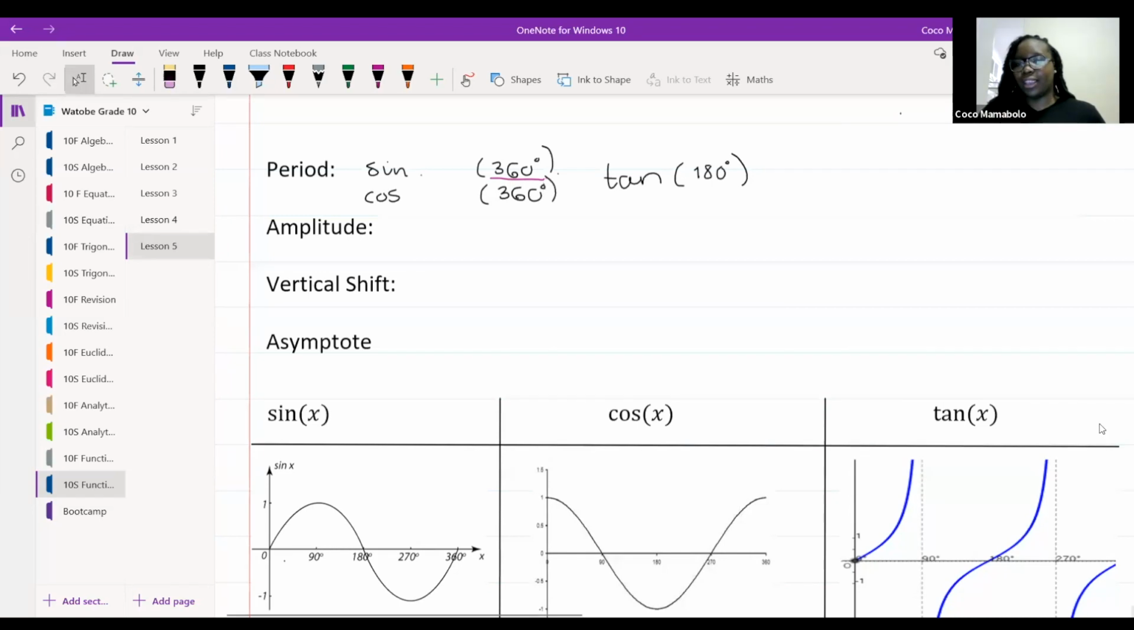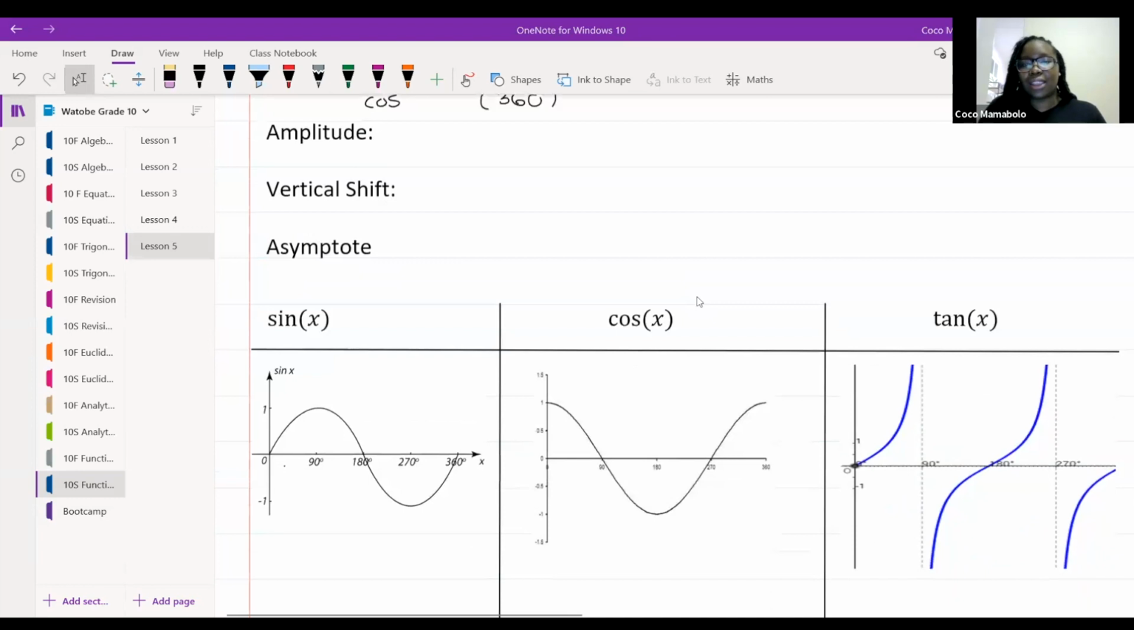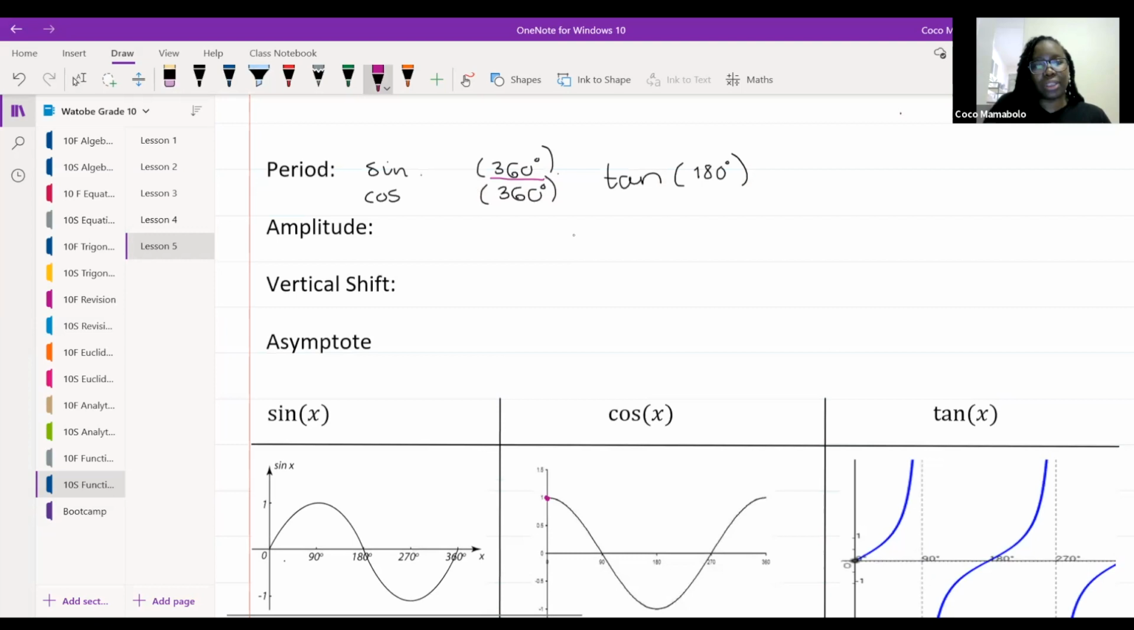Excellent. So when I do my cos, I can see that my cos starts up here at 1. If I have to start at 1, go down and come all the way back up to 1, how long does it take me to get from where I started again? From 1 all the way back to the 1 point again, it takes me 360 degrees. The tan graph is a completely different animal on its own.